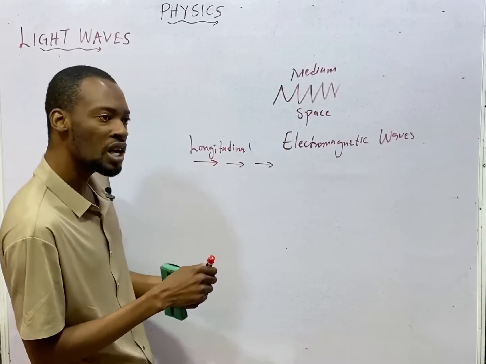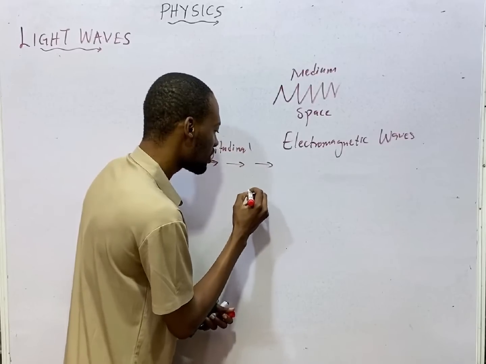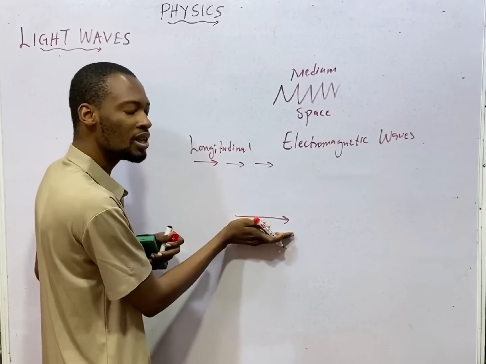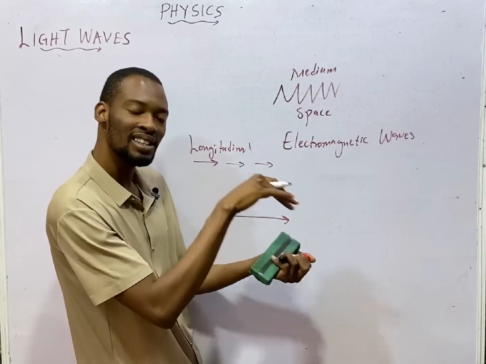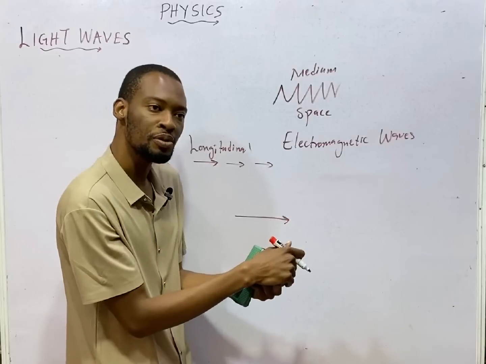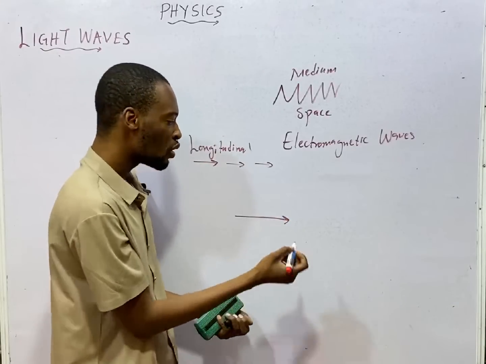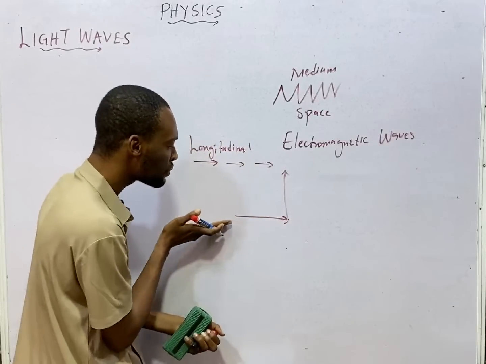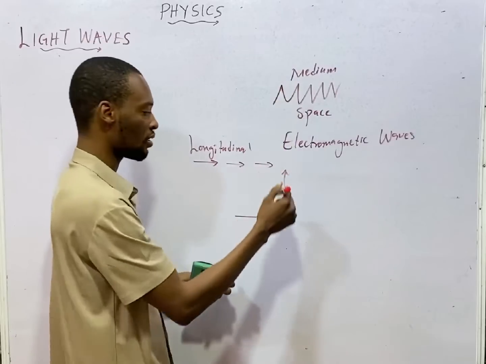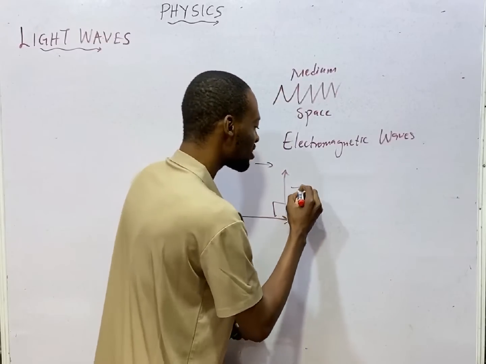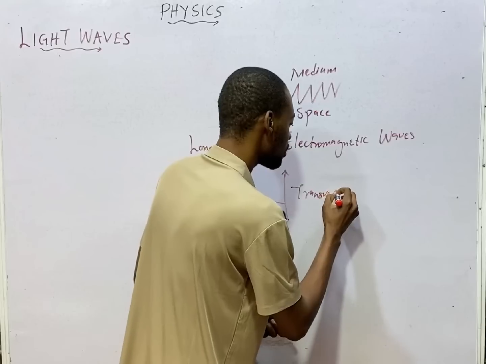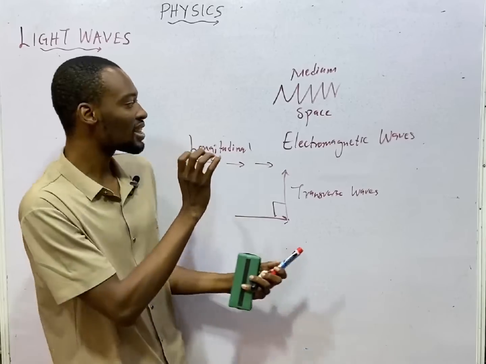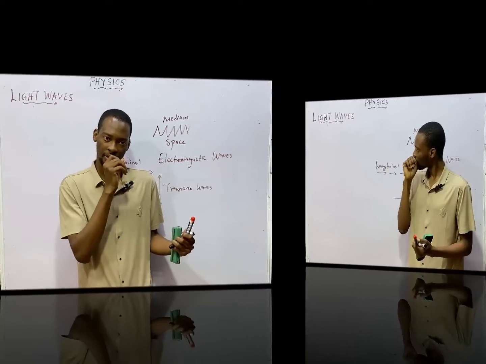Then we have the types of waves where, if this is where the wave is produced, the direction of the wave will not go exactly the same way. The direction of propagation will be 90 degrees to the direction of production. So if the wave is produced this way, the direction will be perpendicular. In this type of wave, we say they are transverse waves. So light waves are transverse waves.